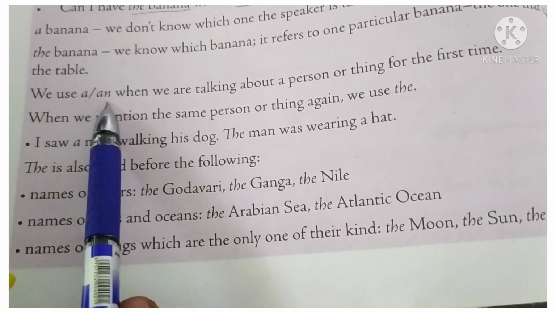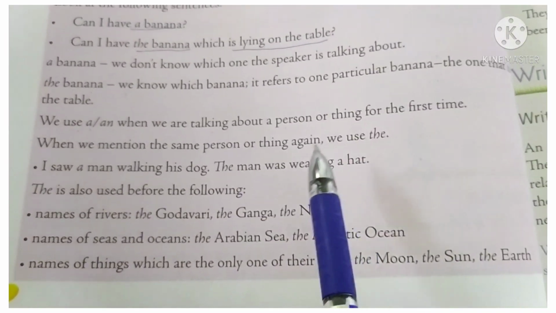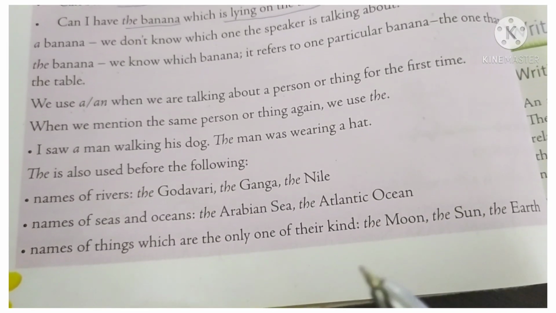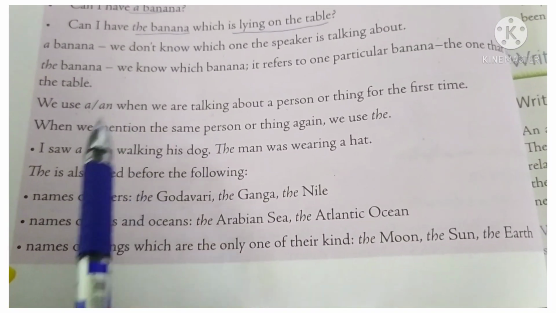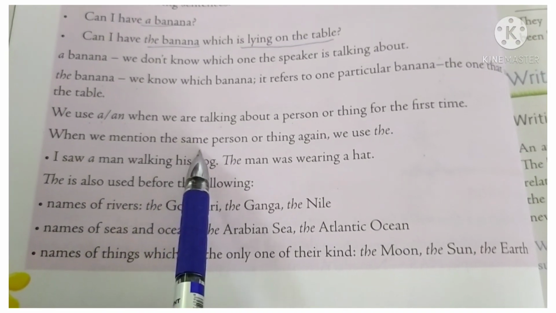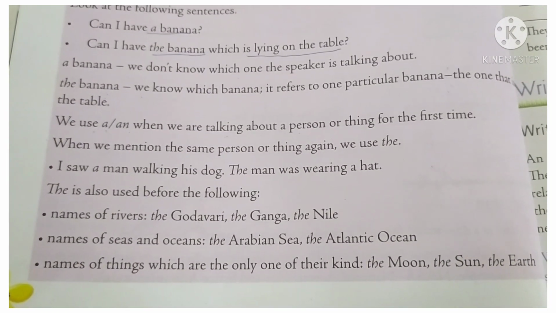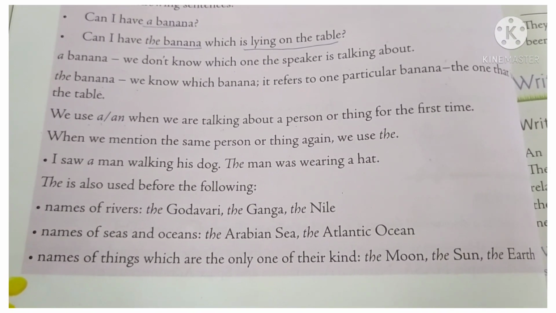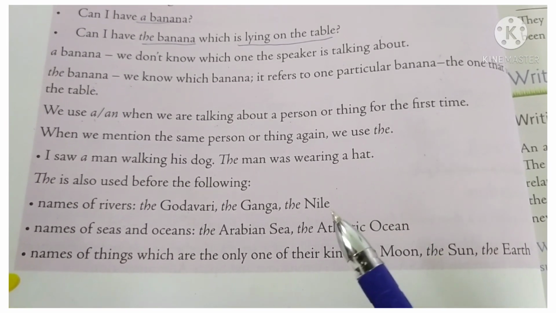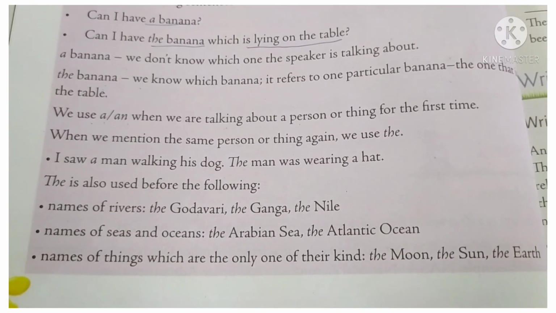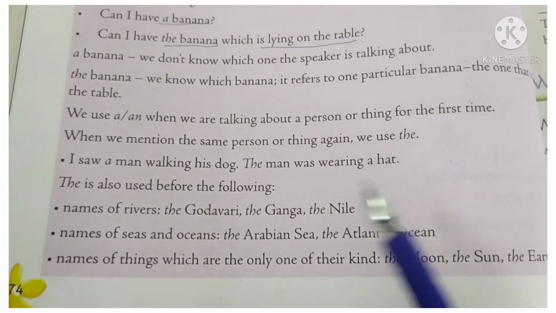We use a or an when we are talking about a person or a thing for the first time. So when we are talking about a person or a thing for the first time, we can use a or an. When we mention the person or thing again, we use the. So in the first sentence, you can use a or an. If you are mentioning the name of the person again, you can use the.